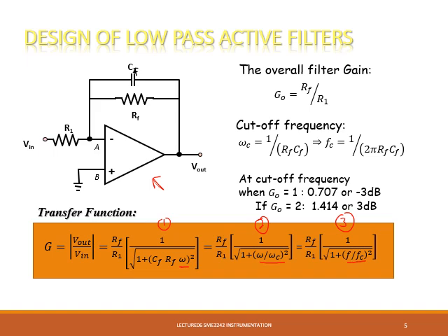Please take note that this equation has two parts, of which the first part is the overall filter gain, G0 equal to Rf over R1, or this part here. And for the second part, this is the filtering part, and the cutoff frequency can be calculated as this equation. This is in radian per second, and this is in hertz.